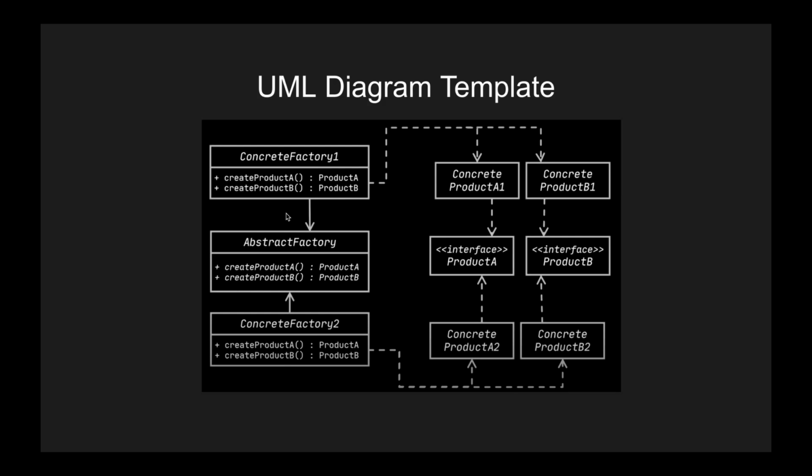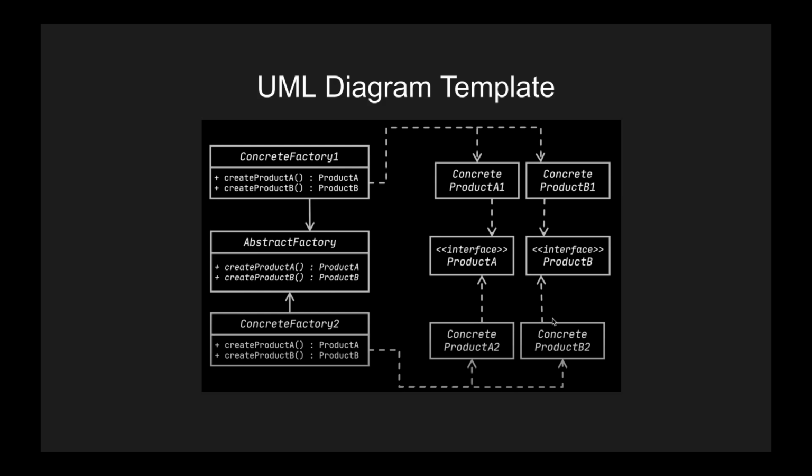Here we can see that the abstract factory is an abstract class, and the classes that inherit from it will have to override the create product A and create product B methods, which is exactly what these concrete factory classes will be doing. And concrete factory 1 will be making objects of the class type concrete product A1 and concrete product B1. Meanwhile, concrete factory 2 will be making objects of the class type concrete product A2 and concrete product B2.